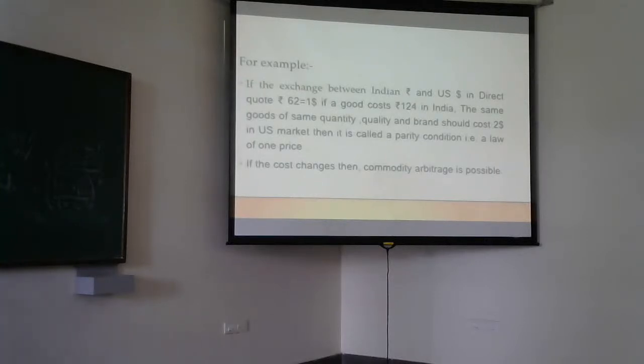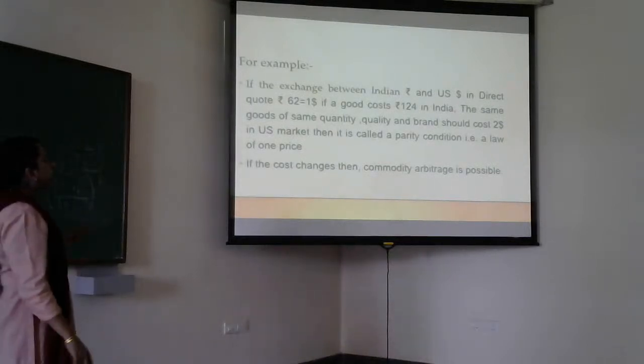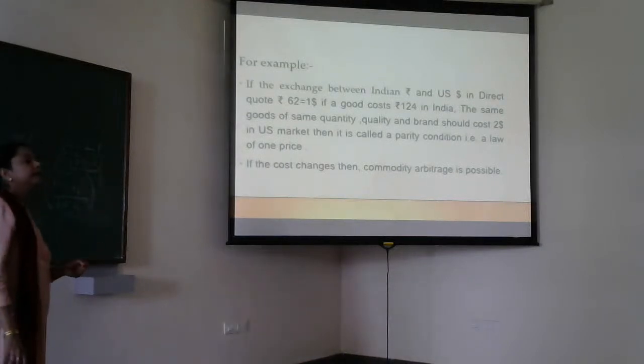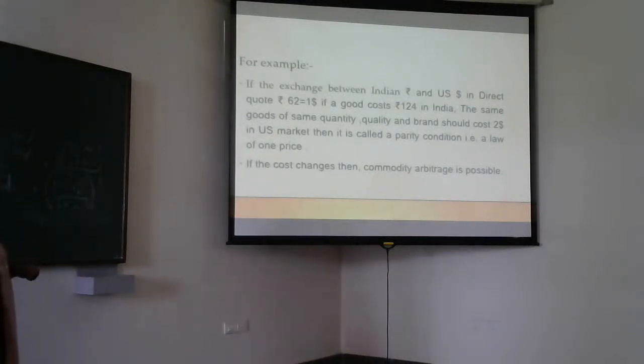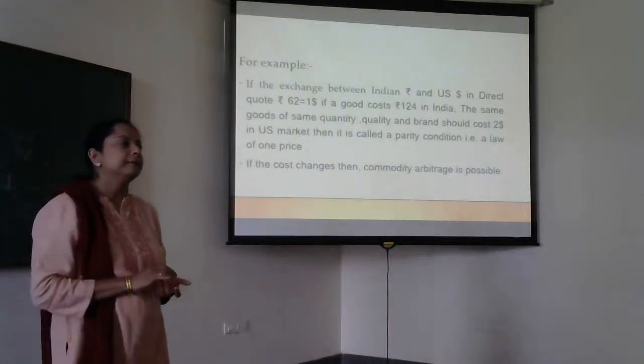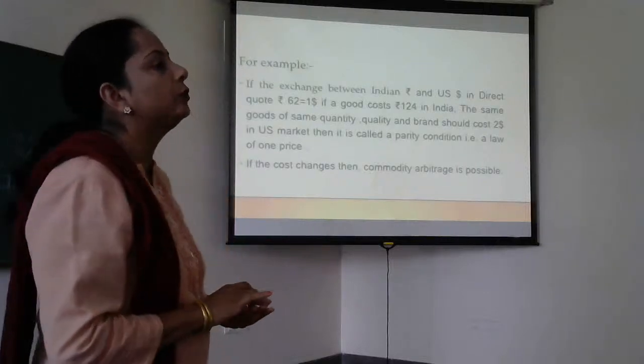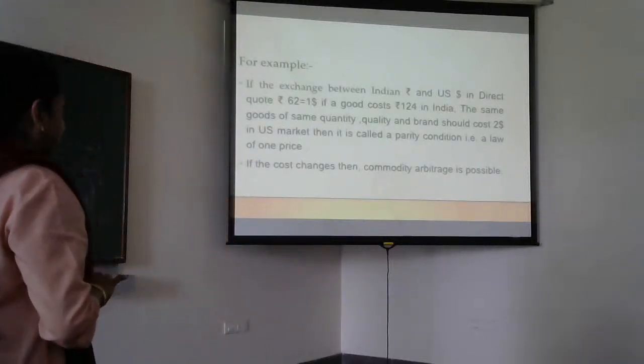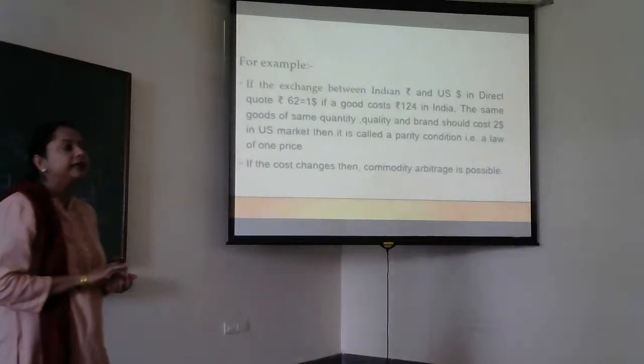Now, suppose the exchange rate between the Indian rupee and the US dollar in the direct quote is given as 62 rupees equal to $1. So if a good is costing 124 rupees in India, the same good of the same quantity, quality and brand should cost $2 in the US market. How exactly are they determining $2? 124 divided by 62. So then you are getting $2.